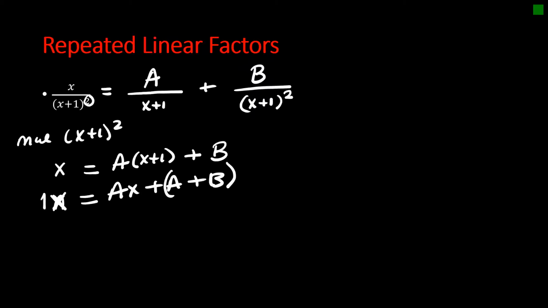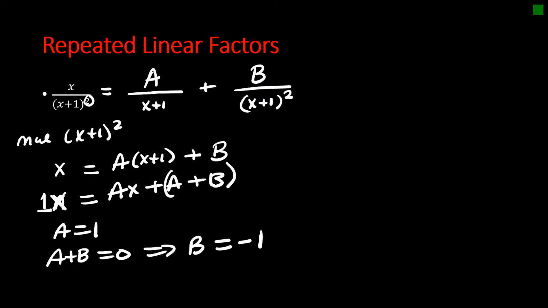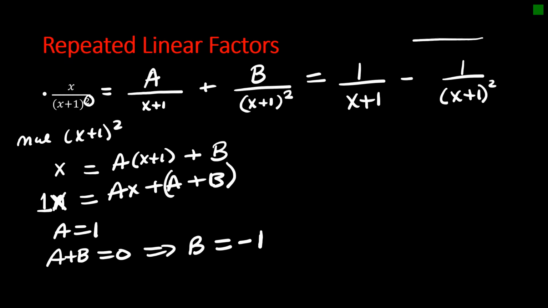Here, this is like a 1 in front of this x, so we have A is 1. We do not have a constant term here, so A plus B will be 0, which means B would be negative A, so B is negative 1. So our partial fraction decomposition becomes 1 over x plus 1 minus 1 over x plus 1 squared.